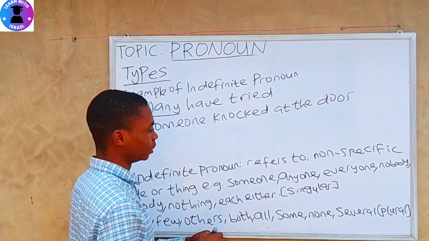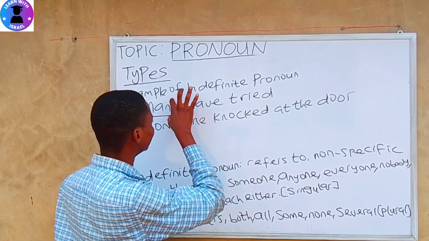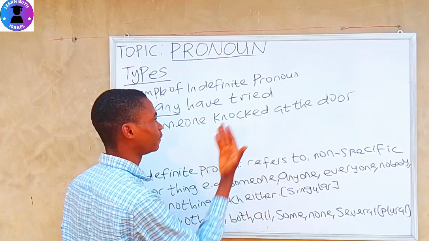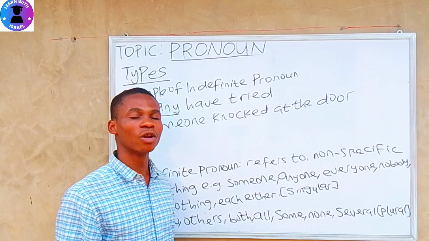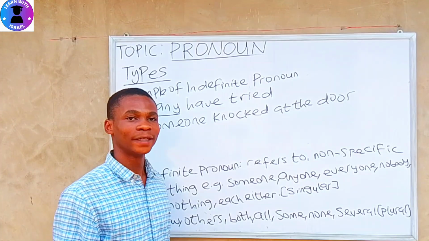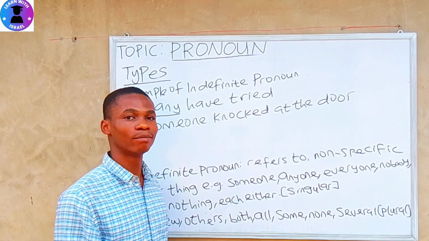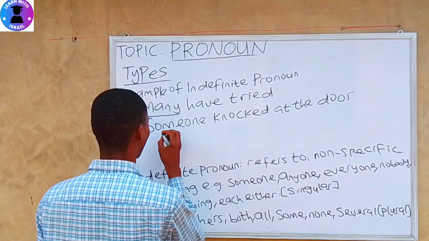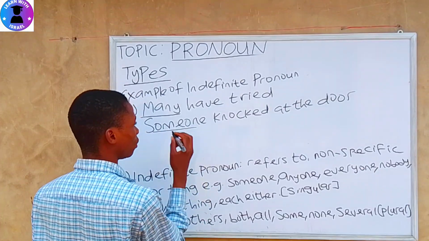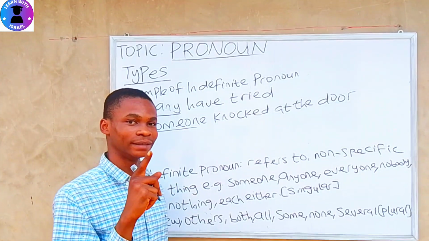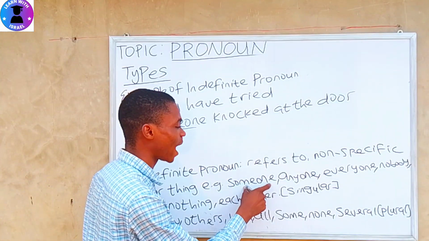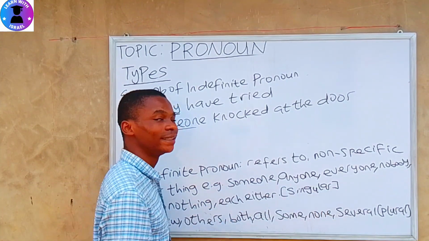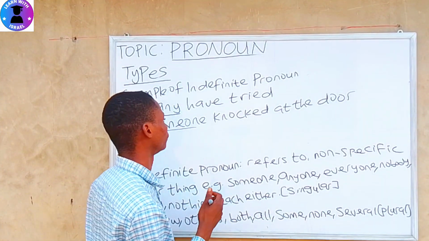Many have tried. So this many signifies plural. Many have tried. It means there are more than one, and anything more than one is no longer singular, but rather plural. Someone knocked at the door means a person, a particular person. And you can find here that someone is classified under singular indefinite pronoun.